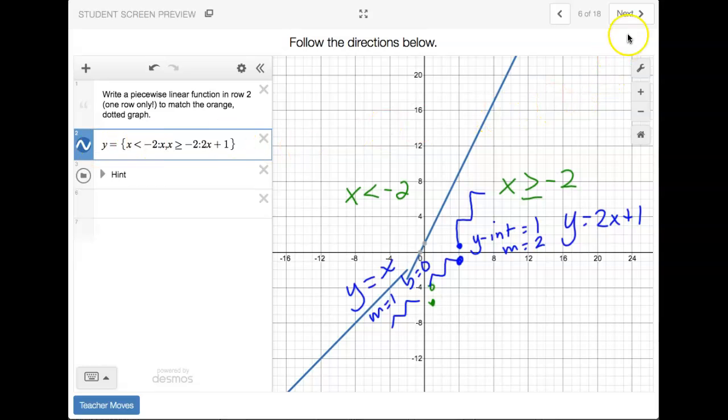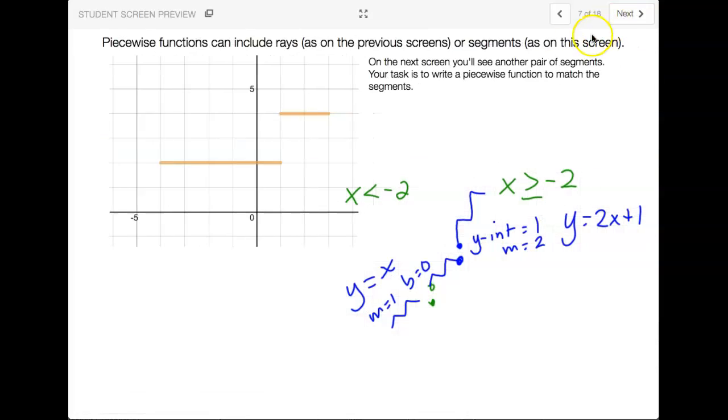Piecewise functions can include rays, like on the previous screens, or segments, like on this one. On the next screen, you'll see another pair of segments. Your task is to write a piecewise function to match the segments.